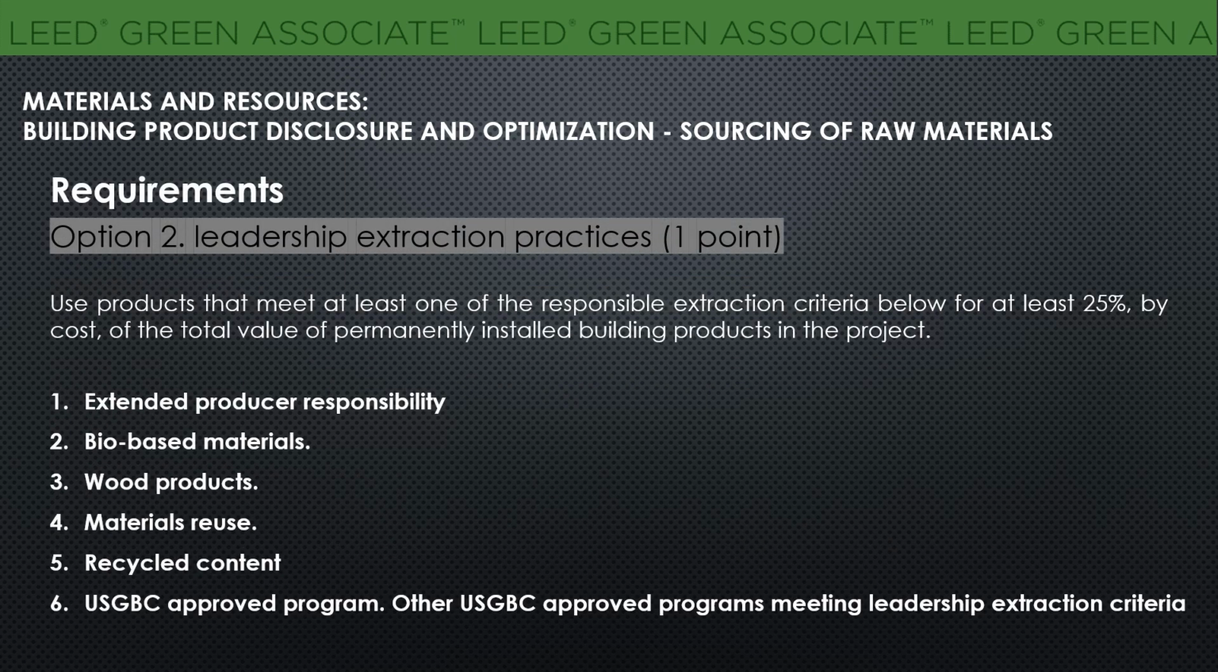So option 2 is leadership extraction practices, and it holds 1 point. For achieving this, use products that meet at least one of the responsible extraction criteria below for at least 20% by cost of the total value of permanently installed building products in the project. 1. Extended producer responsibility. 2. Bio-based material. 3. Wood products. 4. Material reuse. 5. Recycled content. 6. USGBC approved program or other USGBC approved program meeting leadership extraction criteria.